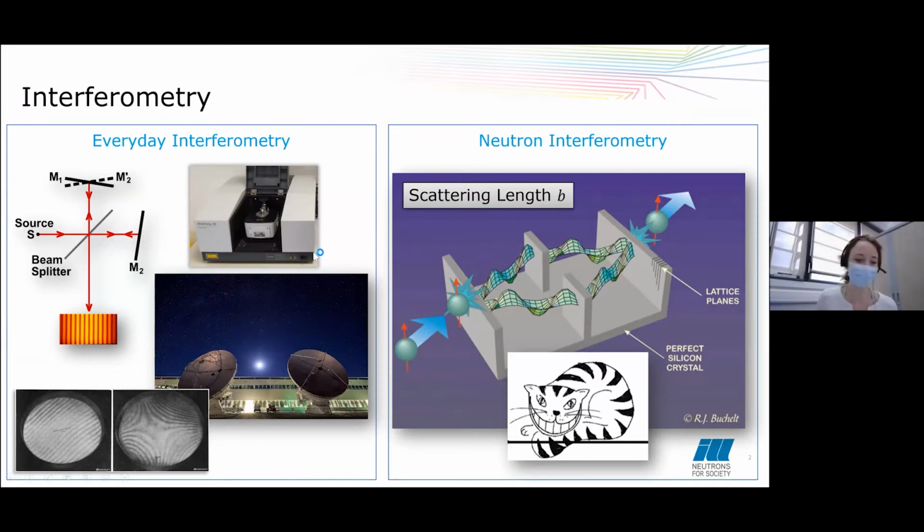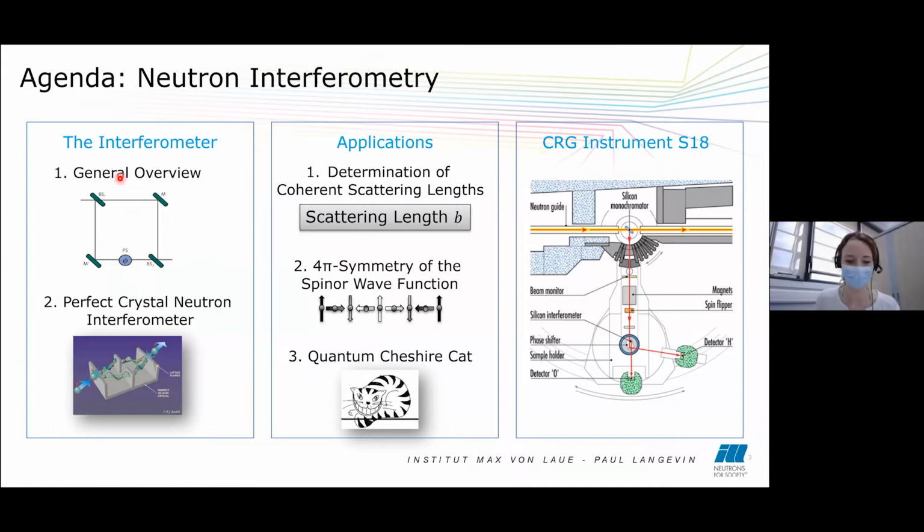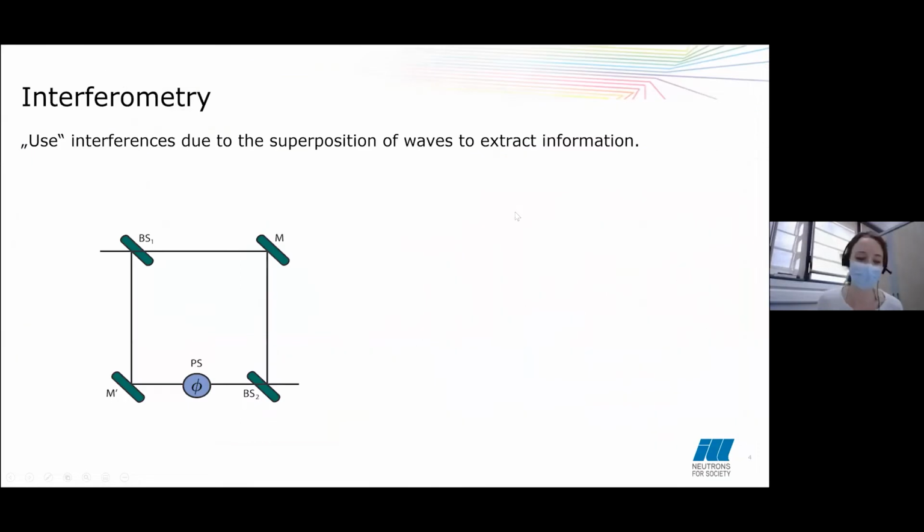During this talk, I will first give a short, somewhat general introduction about neutron interferometry in detail, and then I will talk about the determination of coherent scattering length and about some experiments for the observation of quantum mechanical phenomena. Finally, I will then talk a bit about the instrument setup and subsequently conclude my presentation. But first of all, a short recap.